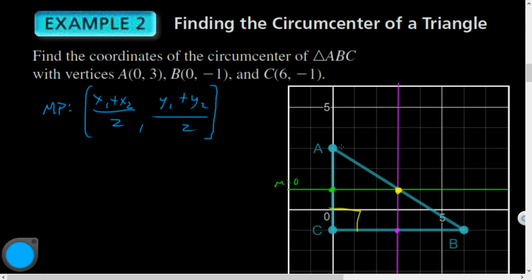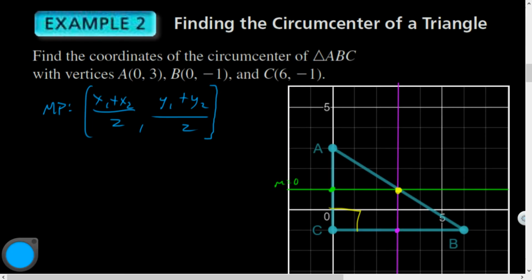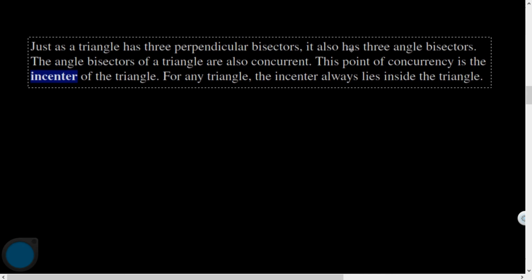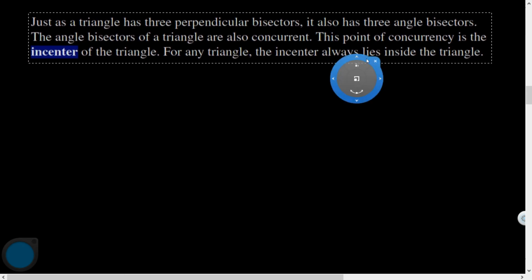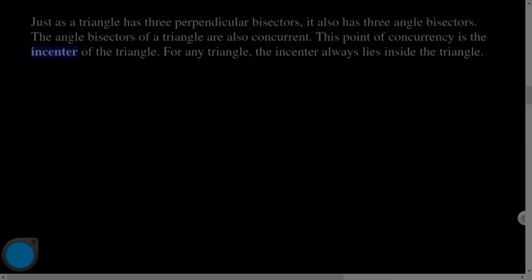All right, so I do have other examples in there that you can give a try, but for the sake of time, let's talk about our next special segment and its point of concurrency. Just as a triangle has 3 perpendicular bisectors, it also has 3 angle bisectors that happen to be concurrent. The point of concurrency is called the incenter.